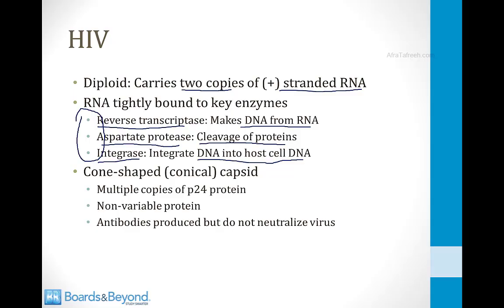The capsid of HIV has an unusual shape. It's cone-shaped or conical, and it's made up of multiple copies of a protein called P24. This protein is very important because you can detect antibodies to P24 to diagnose HIV infection. Another important thing to know about P24 is that it's not a variable protein, so it has a consistent structure as the virus replicates. This means that the body can mount an antibody response, but unfortunately the antibody response is not strong enough to neutralize the virus.